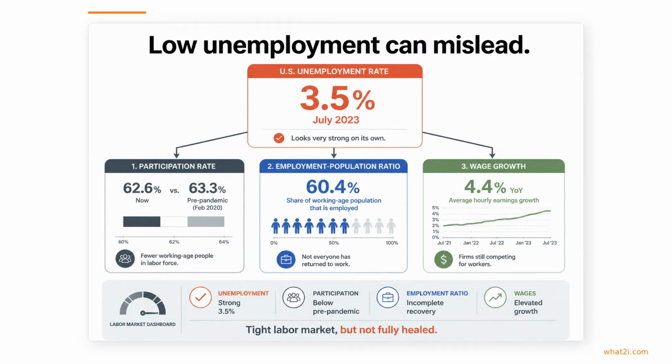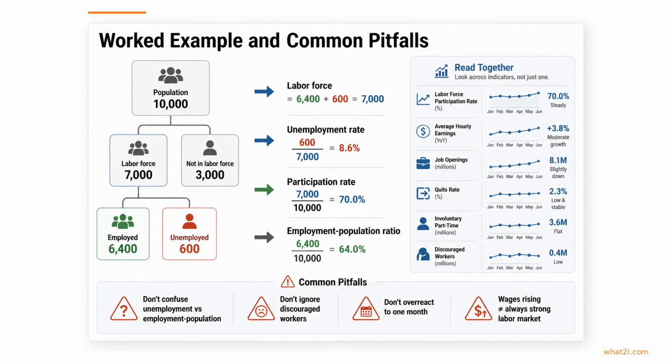A good example came in July 2023, when the U.S. unemployment rate was just 3.5% and looked extremely strong on its own. But participation was still below its pre-pandemic level. The employment population ratio had not fully recovered, and wage growth remained elevated, suggesting a labor market that was tight but not fully healed.